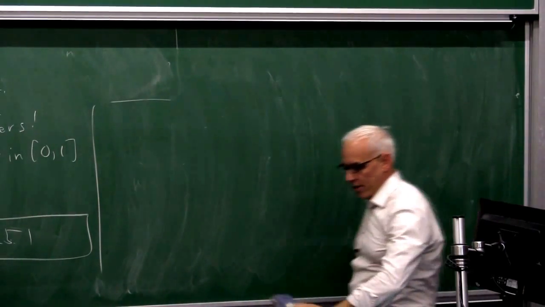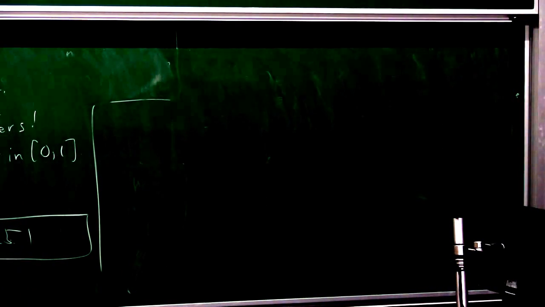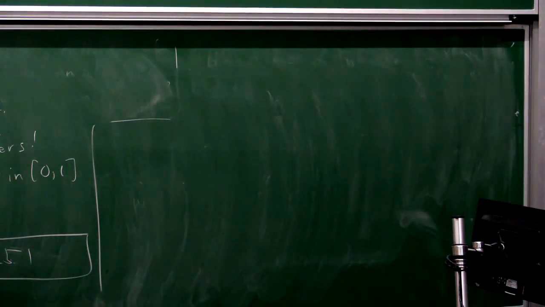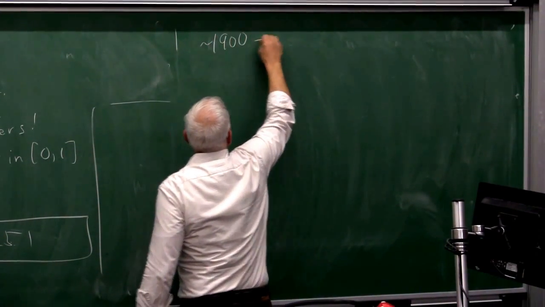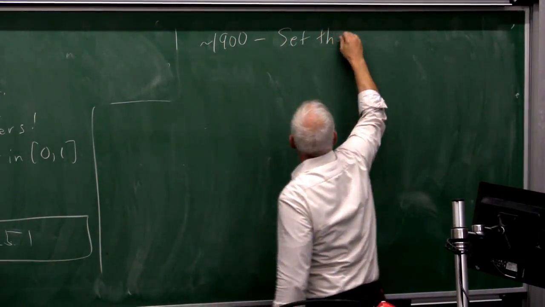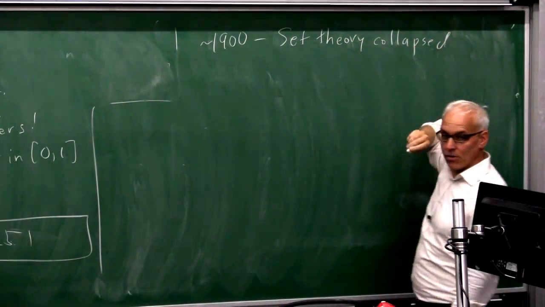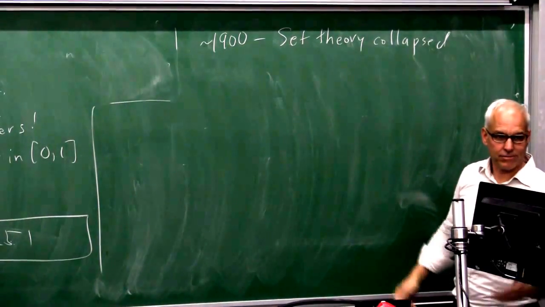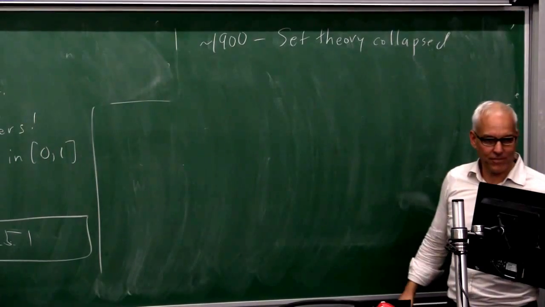Okay, so at this point, things were going really reasonably smoothly, I suppose, despite all the controversy that had developed. But it didn't last for too long. The whole theory came crashing down. So around 1900, set theory collapsed, which is a rather remarkable development, because mathematical theories don't usually collapse. Mathematics is supposed to be sure and confident and correct.